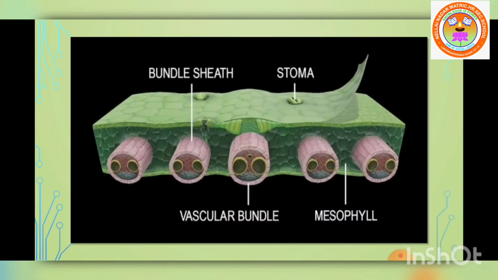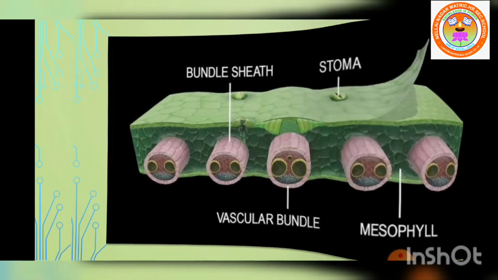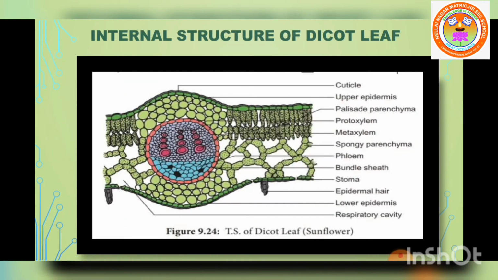The vascular tissue system is composed of vascular bundles. They are collateral and closed. The vascular tissue forms the skeleton of the leaf and they are known as veins. The veins supply water and minerals to the photosynthetic tissue. Let me pass on to the internal structure of dicot leaf. So, internal structure of dicotyledonous leaves reveals epidermis, mesophyll, and vascular tissues.